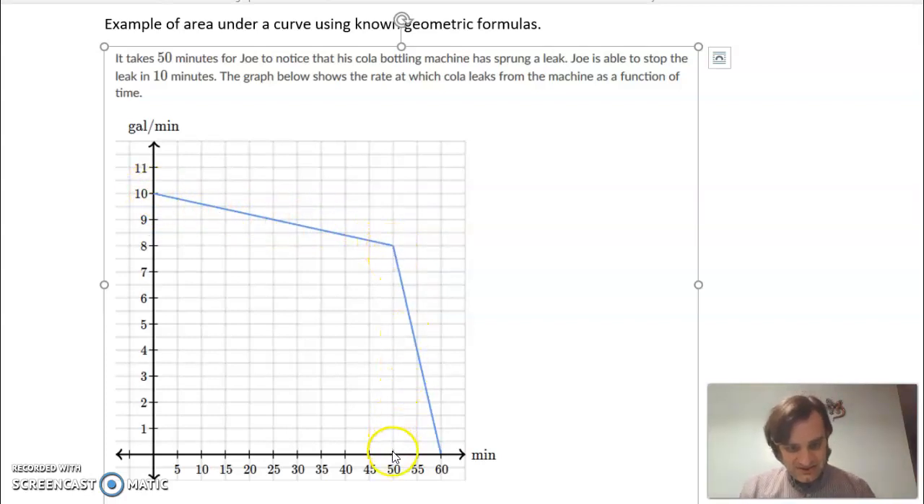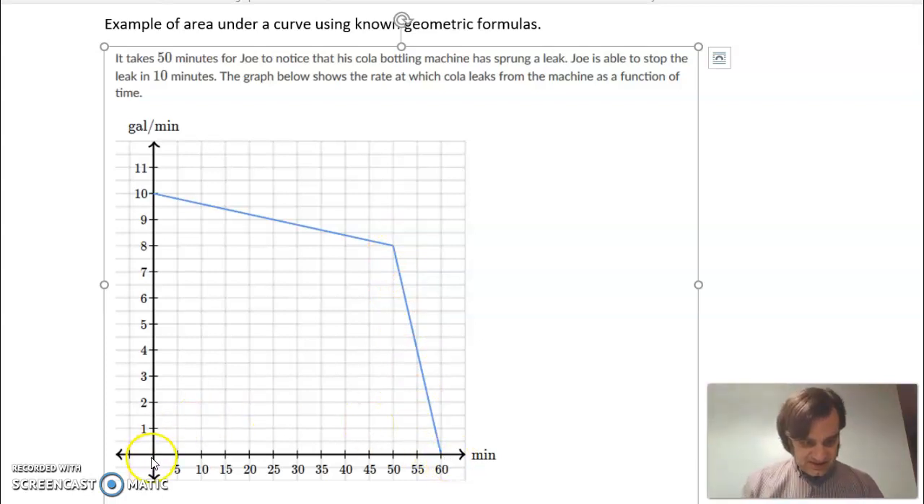But then when he finds the leak after 50 minutes, he can work on it and plug it up. So you see that he starts losing less and less very rapidly. At 50 minutes, he's losing about 8 gallons per minute. But then at 55 minutes, he's losing around 4 gallons. So this is where he's patching it up and slowing it down dramatically.